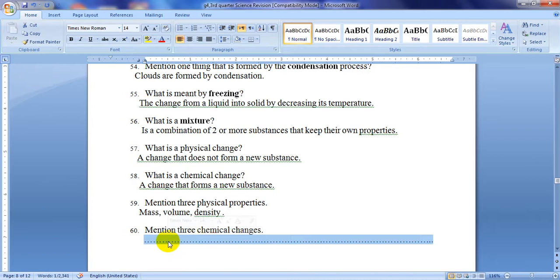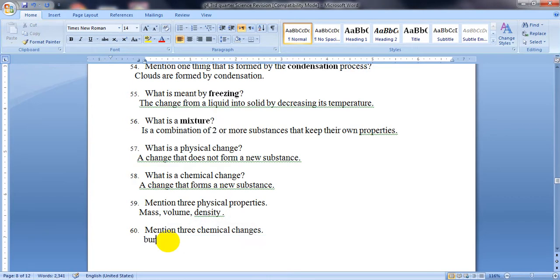What about chemical changes? We need to mention 3 chemical changes that could form new substances or new forms of matter. Like what? Like burning, cooking, rotting, rusting, and many other chemical changes that form new substances.